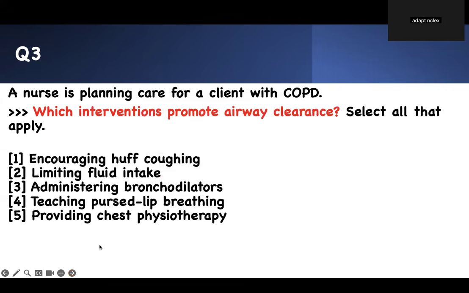Number 3, which intervention promotes airway clearance? The key word is airway clearance. For a patient with COPD, we're thinking there's mucus there. If there's no mucus, we want to open the airway anyway. So airway clearance does not matter whether you have secretions or not. So long as we open the airway, we're good.